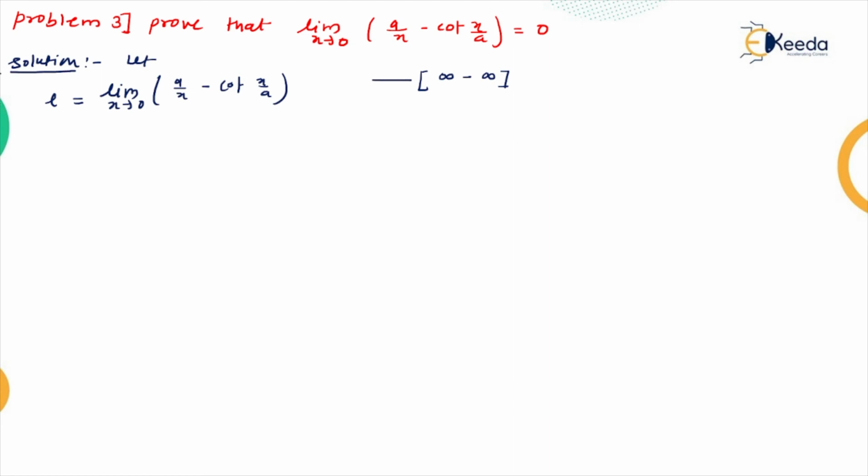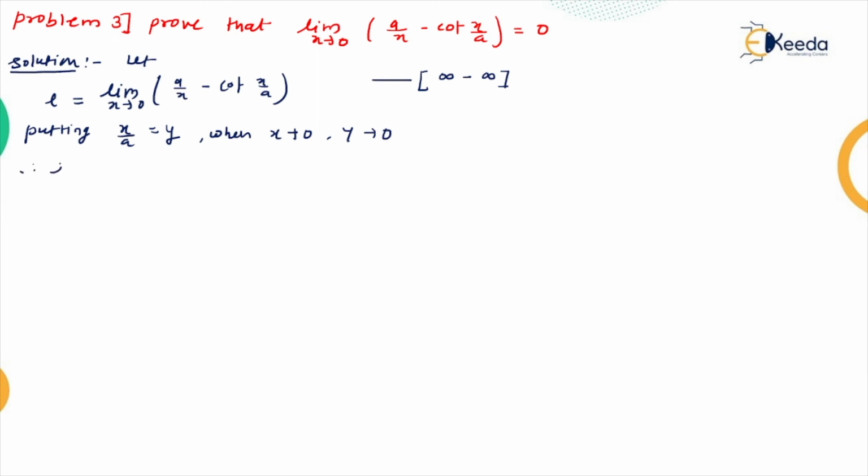Now next, putting x by a equal to y, I am taking some variable y. When x tends to 0, y also tends to 0. There is a simple trick for the solution, guys. You just take the term x by a as y, because this is an easier way to understand. The term x by a is equal to y, for simplification.